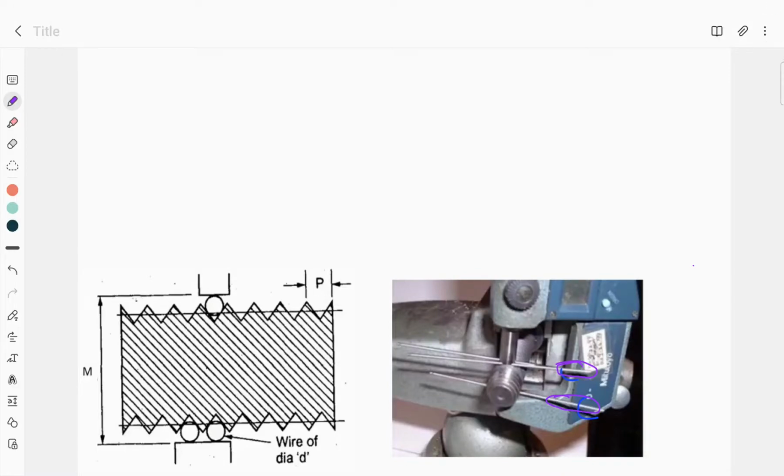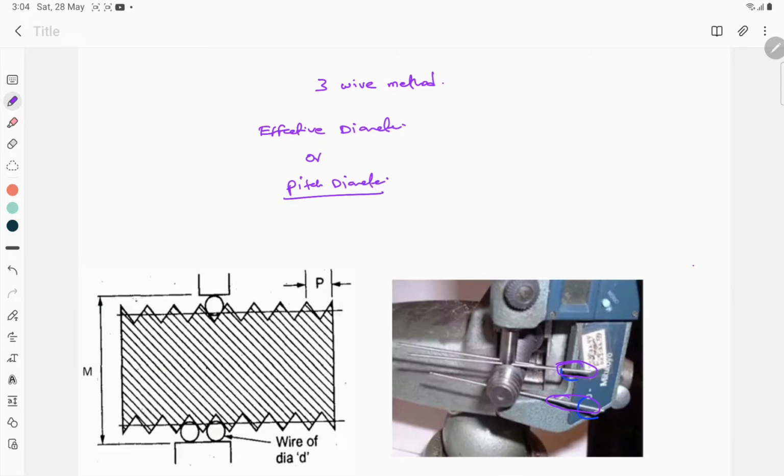In this video we will see how to derive an expression for effective diameter based on the three-wire method. Effective diameter is also called pitch diameter. First let's understand what is pitch diameter or effective diameter.